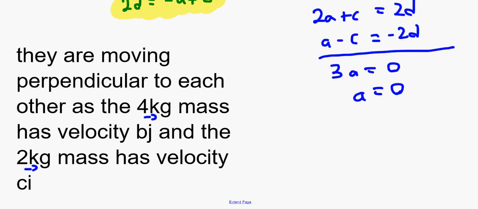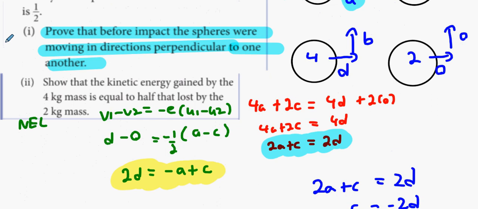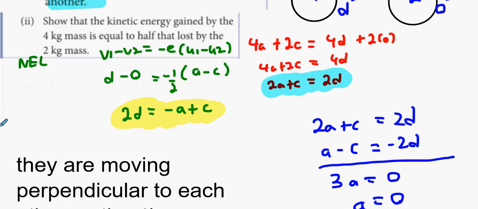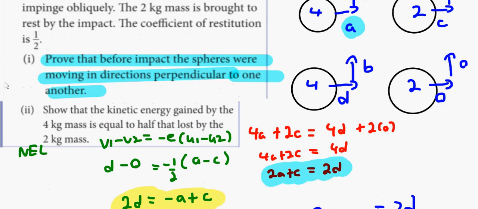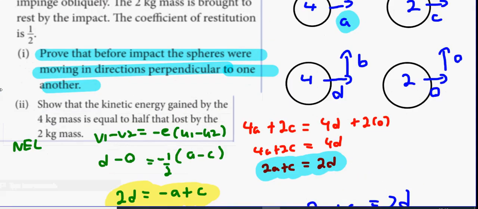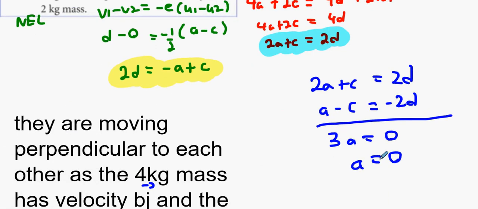Alright. What does it want from me in the next part? Show that the kinetic energy gained by the 4 kilogram mass is equal to half that lost by the 2 kilogram mass. Ouch. Alrighty. It might be worth getting C in terms of D or D in terms of C, one or the other. So just while I'm here, I've established that A equals 0.